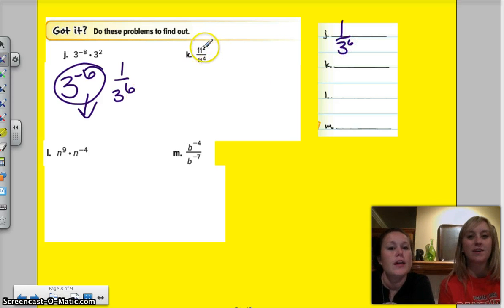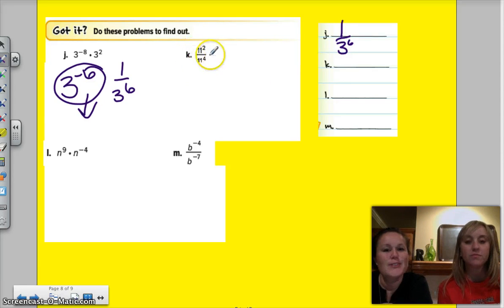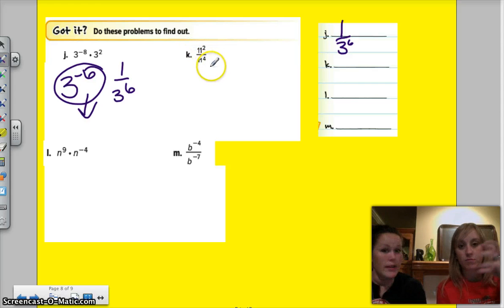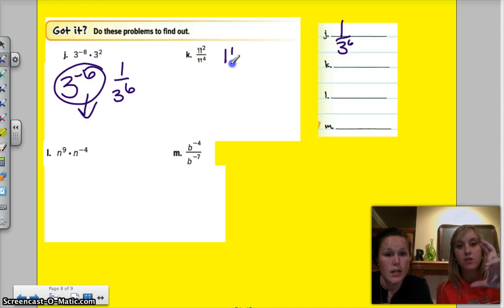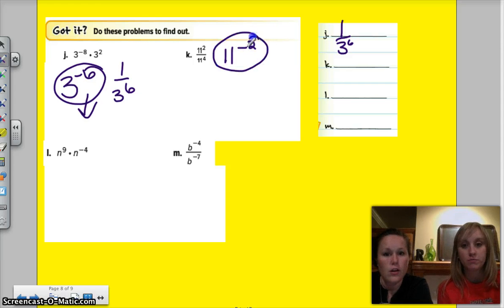Okay. 11 squared divided by 11 to the 4th. Subtract the exponents. Well, I see they have the same base, 11. So 11 is my base. 2 minus 4 is negative 2. All of that has to go down because I can't have that negative. So 1 over 11 squared.